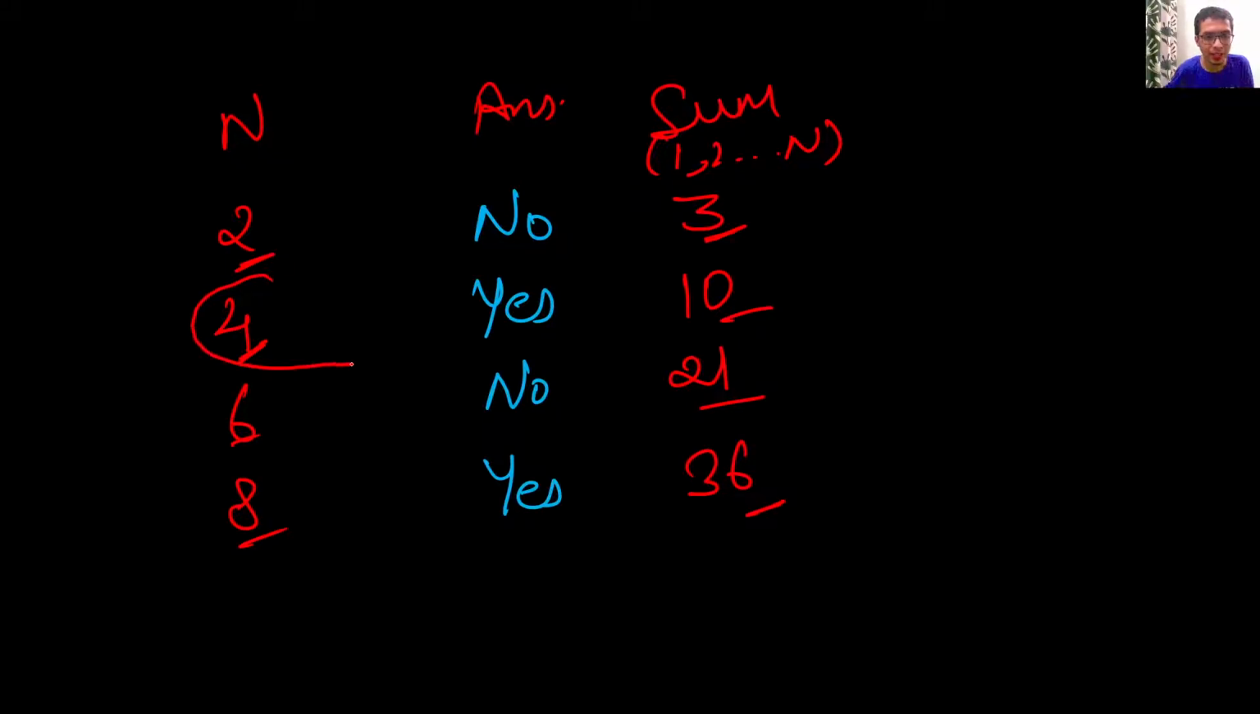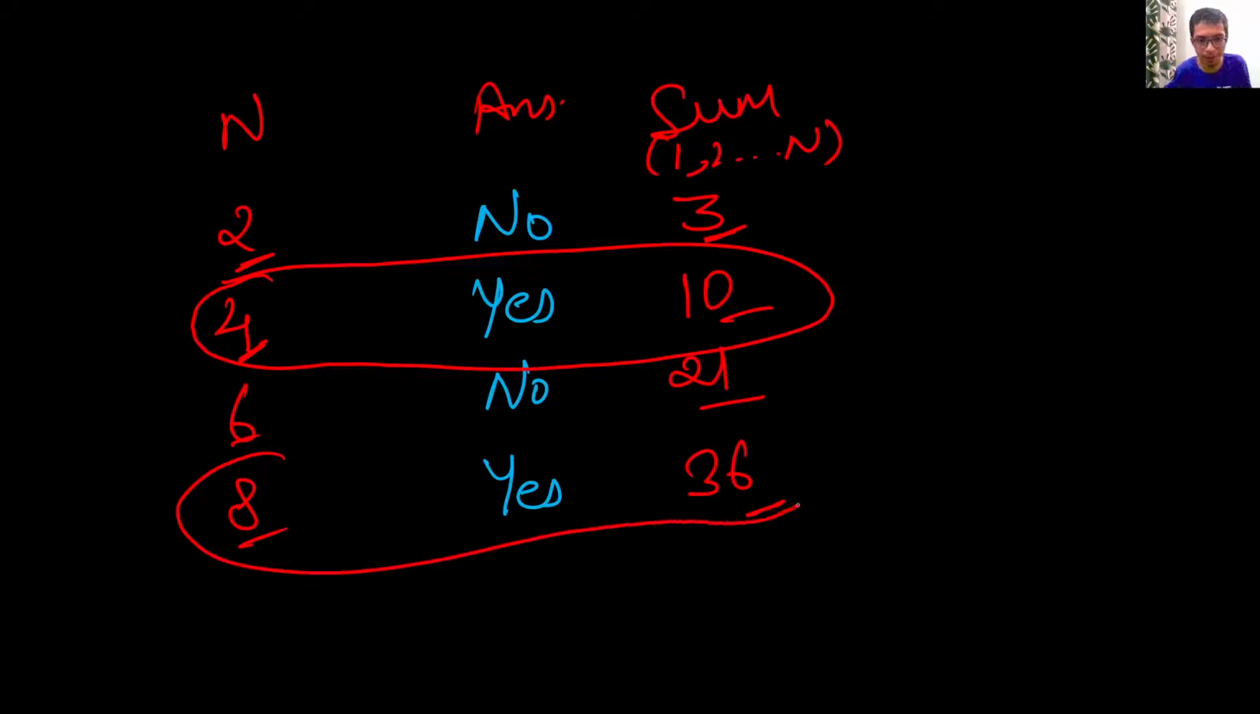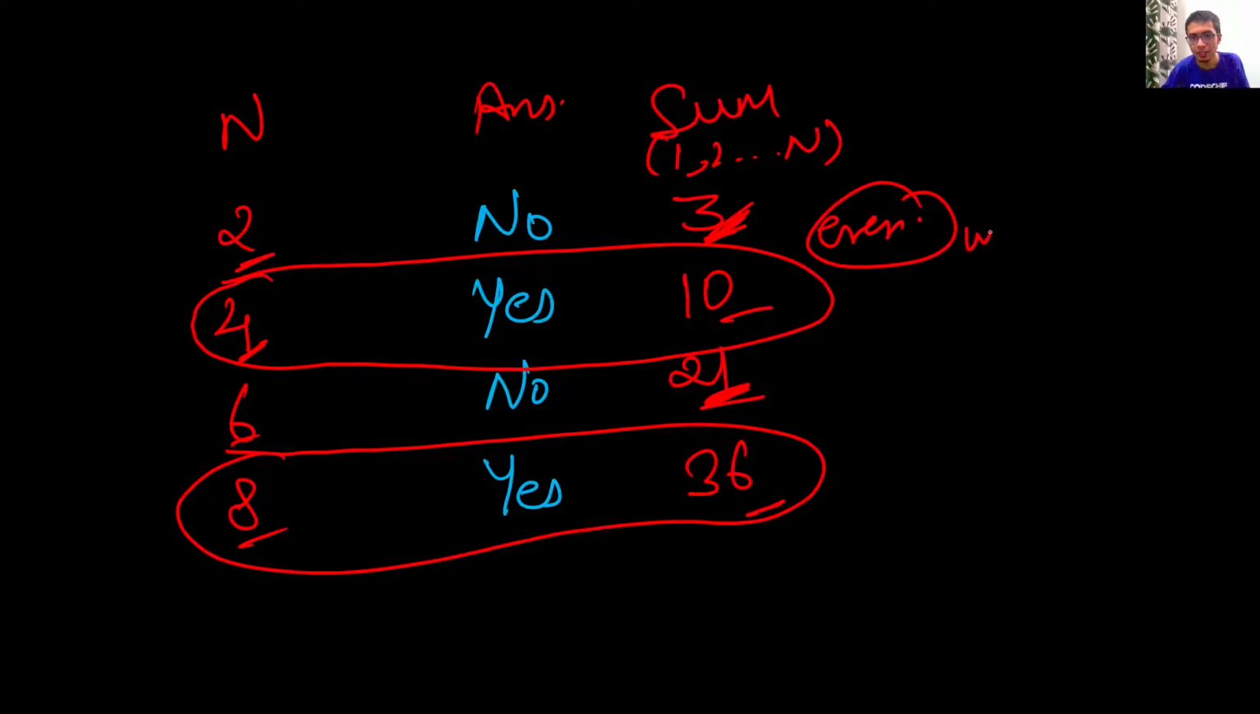So when n is divisible by 4, the sum is even, right? And when it is not divisible by 4, the sum is odd. So let's mathematically prove why the sum is even when n is divisible by 4.